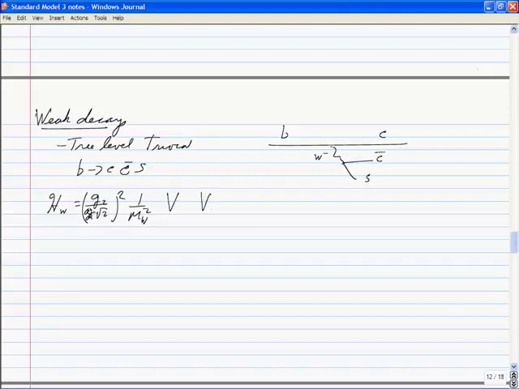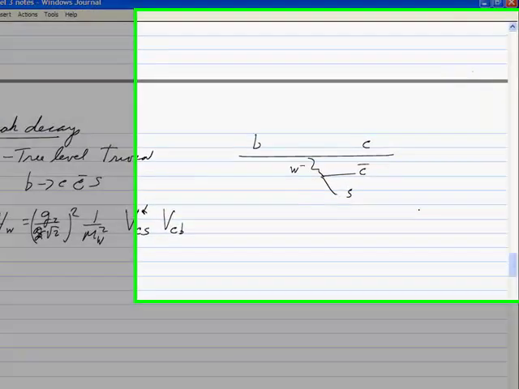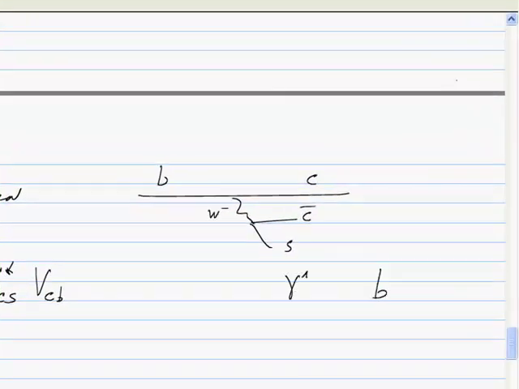V_CB, V star CS, B gamma mu, 1 plus gamma 5, C bar, gamma mu, 1 plus gamma 5, S. S bar, I'm sorry, this is silly. C bar, S bar. Okay. So the tree level is trivial.